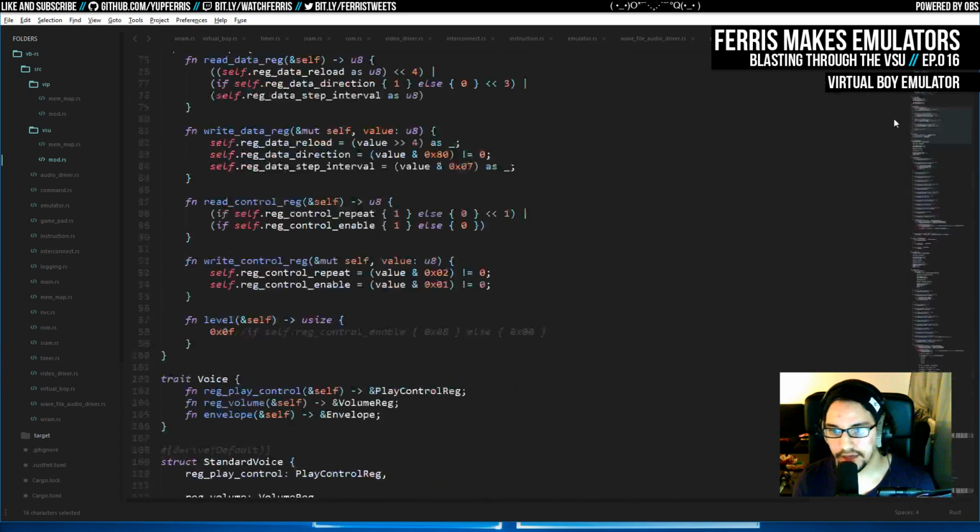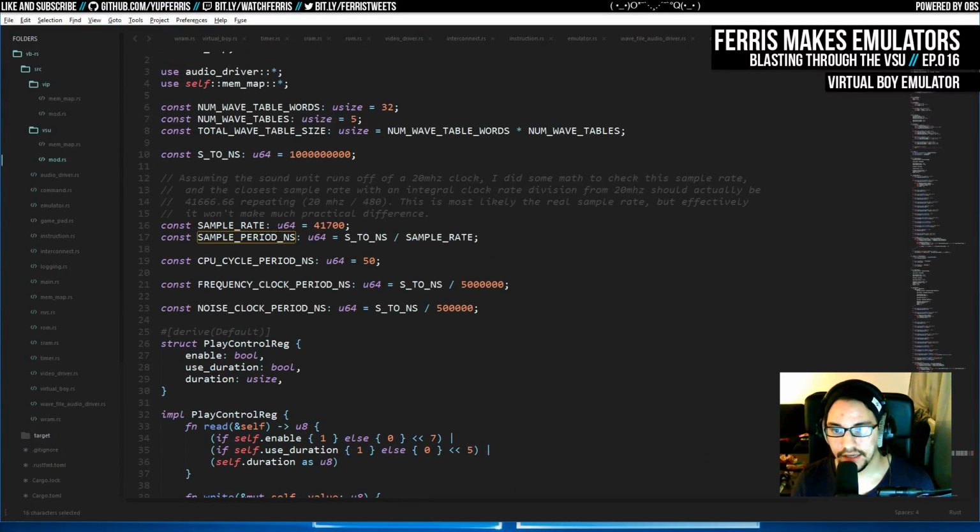Now, if we go to the top, I have the sample period here, which is basically seconds to nanoseconds, which is how many nanoseconds in a second. So I'm just saying 1 second divided by our sample rate is going to give us the period of the sample clock. And you can also see I have this little comment here where I was talking about how the math actually doesn't work out to be 41,700 hertz. It works out to be 41,666.66 repeating hertz.